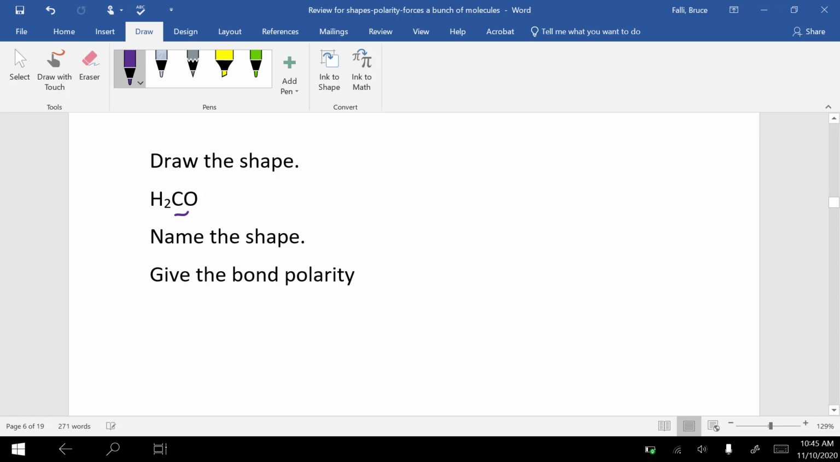H2CO. Again, carbon always goes in the middle. 1, 2, 3, 4. Oxygen O, aiming my single electrons at carbon and aiming my hydrogens out there. Connect the dots. Oh, see these? I can make a double bond. I'm going to erase those 2. There you go. We got it.